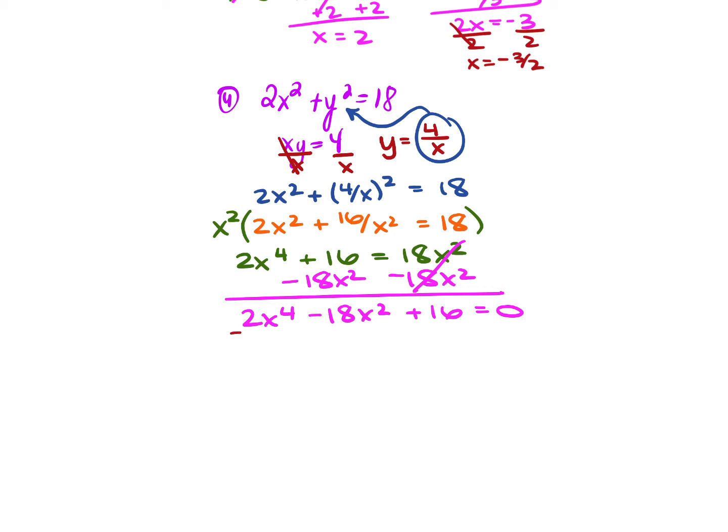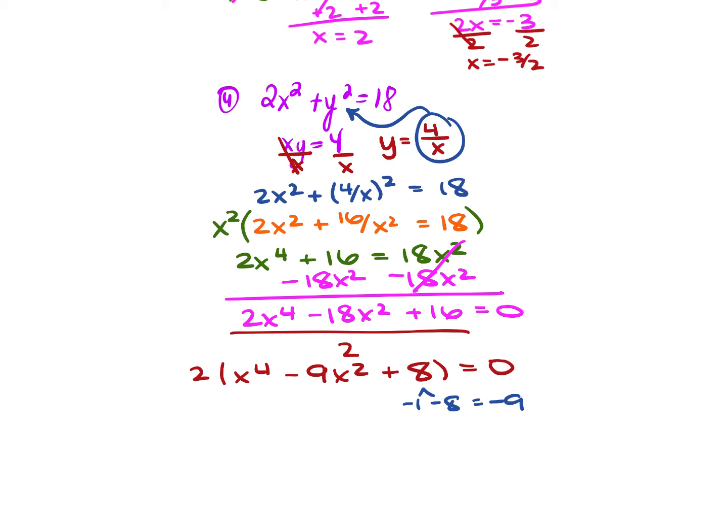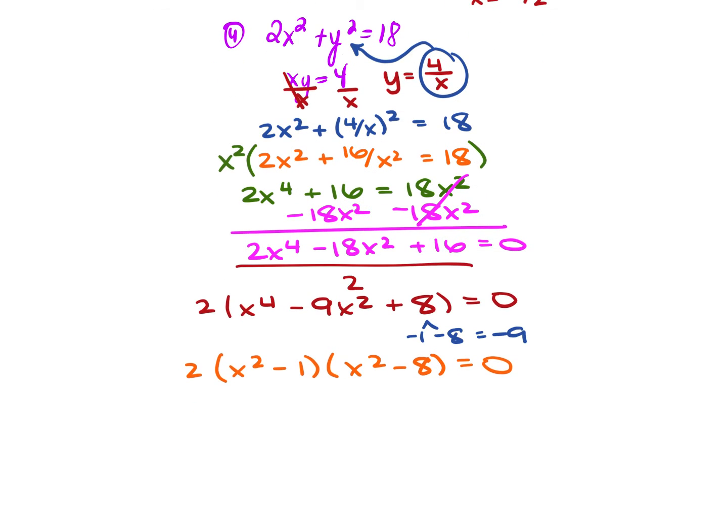We can factor out a greatest common factor here, which would be 2. So it's going to give us 2 times x to the 4th power minus 9x squared plus 8 is equal to 0. Your factors of positive 8 that add up to be negative 9 are negative 1 and negative 8. So this is going to give us 2 times (x squared minus 1) times (x squared minus 8) is equal to 0. We're going to set each part equal to 0. So we have 2 is equal to 0, x squared minus 1 is equal to 0, and x squared minus 8 is equal to 0.